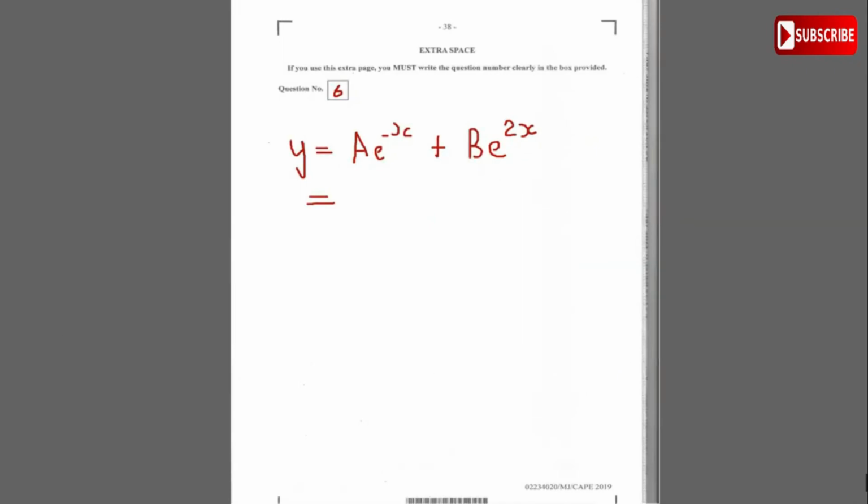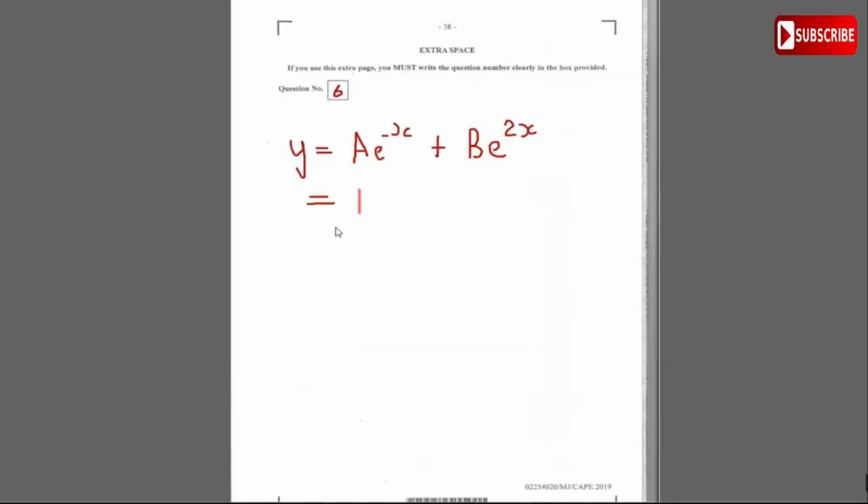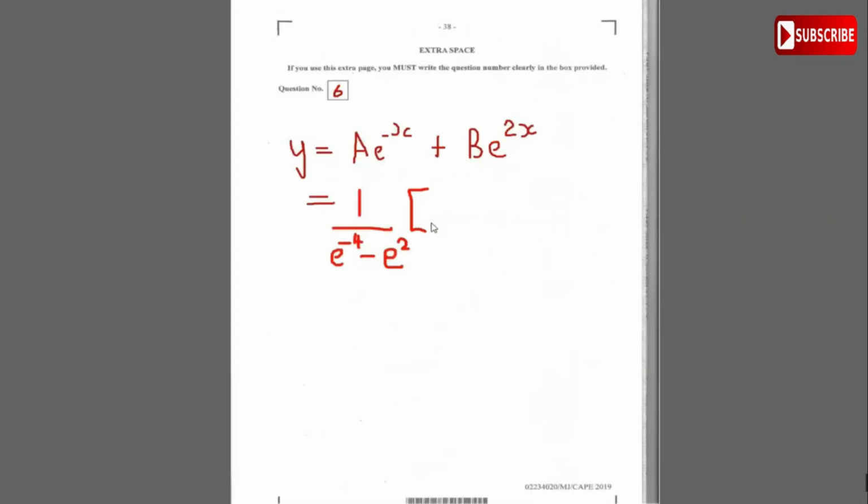Since the denominators are the same, look what I'm going to do. I'm going to factor out this denominator. So I'm going to write it as 1 over e to the minus 4 minus e squared into, I multiply now, e, because I have e over this, I multiply e times e to the minus x to get e to the 1 minus x. That's what you get, e to the 1 minus x.